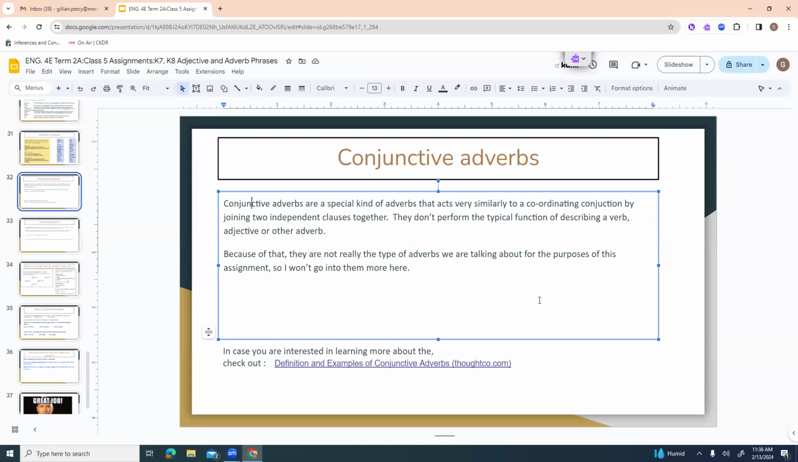If you are interested in learning about them more because you're planning to go on to college or you're just kind of curious, you can go over to thoughtco.com and they have definitions and examples of conjunctive adverbs. It's a little bit complex and I think beyond where we need to be right now.